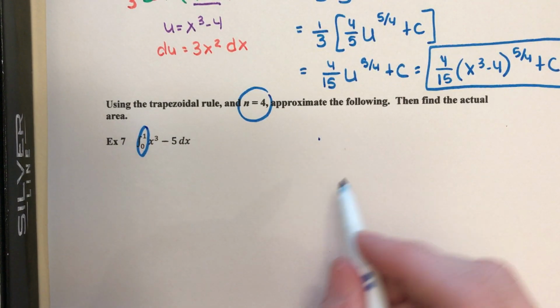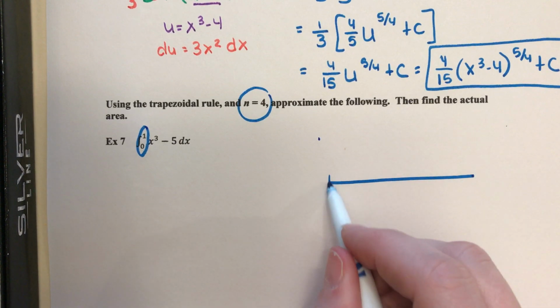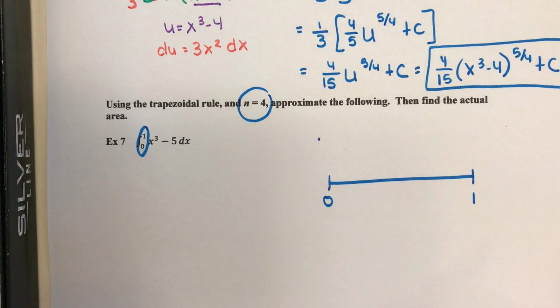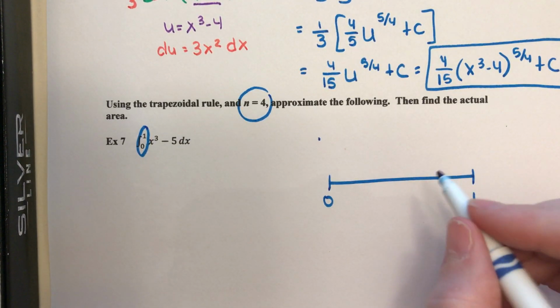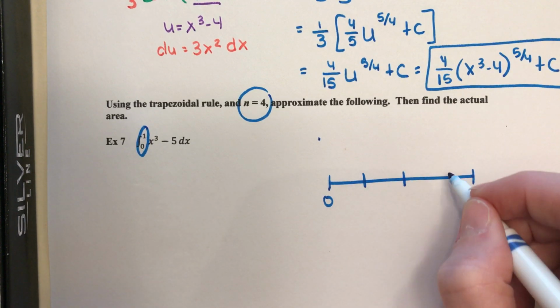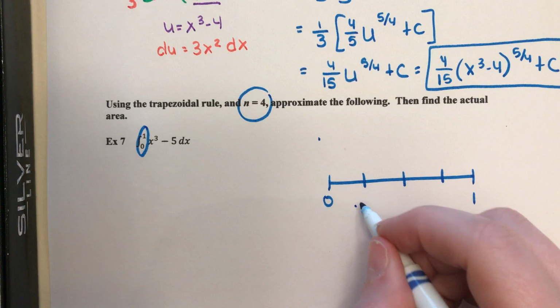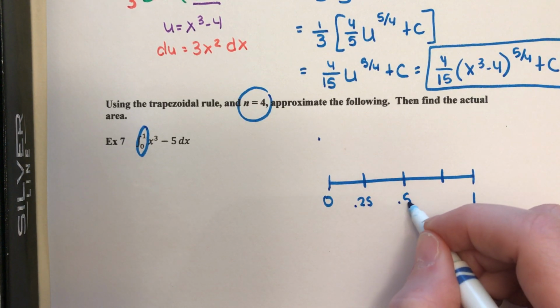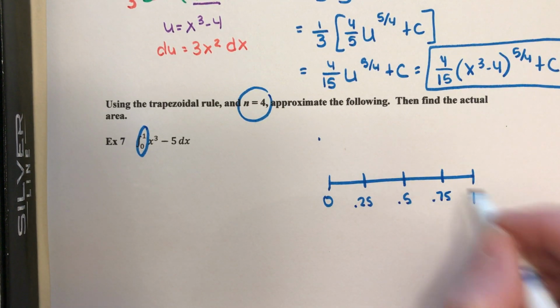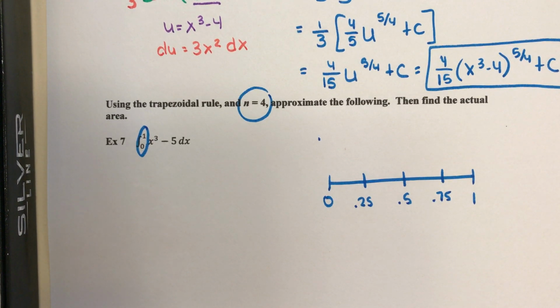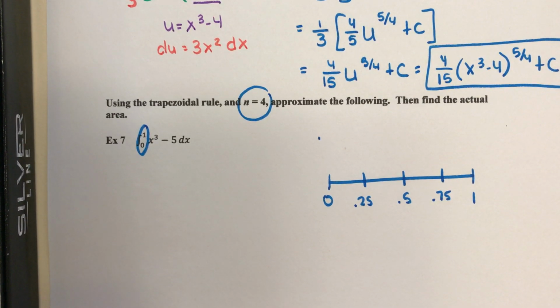So if I just split this up real quick, 0 to 1, I want to split this into 4 equal parts. So that means I'm going to have to go by quarters. So I'm going to label them 0.25, 0.5. I use decimals normally because they're easier to plug in to my calculator when I go to evaluate the heights.